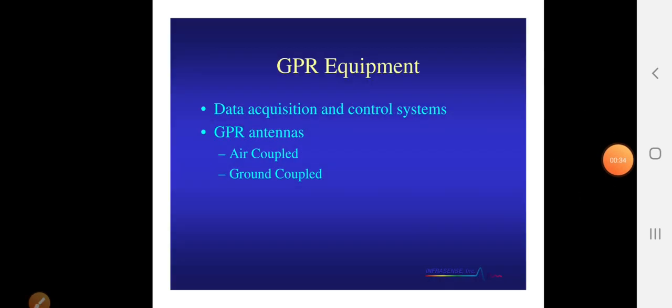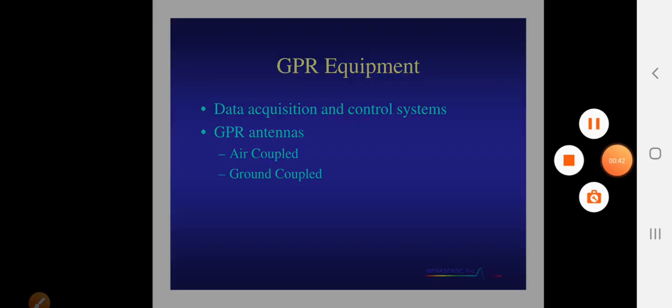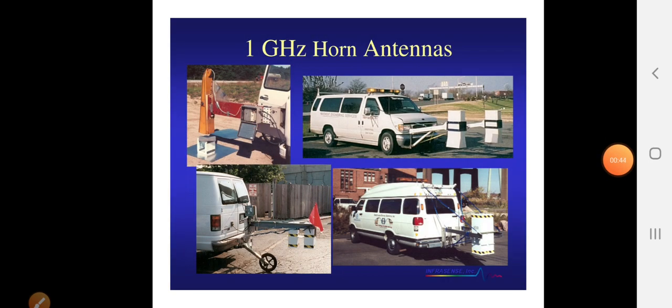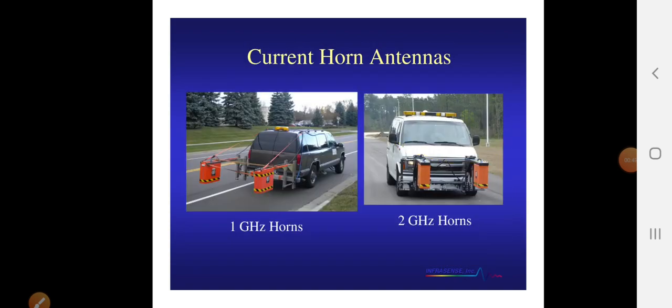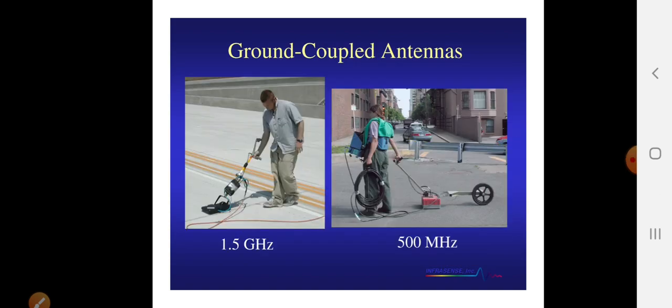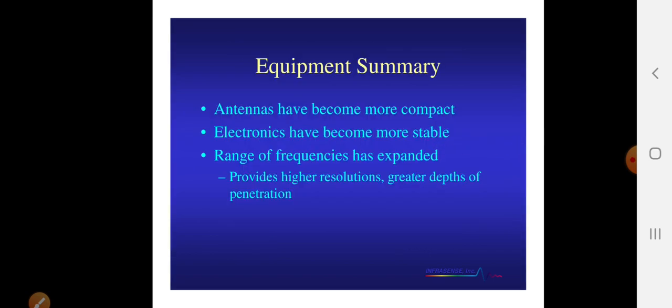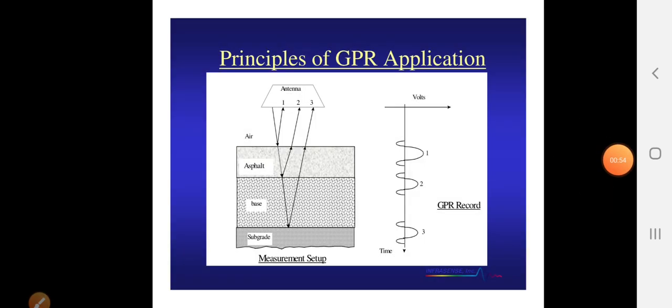What all equipment does it have? It has GPR antennas, air coupled and ground coupled, data acquisition and the control system. These are the equipment: 1 gigahertz horn antennas, and ground coupled antennas. This is how it works.